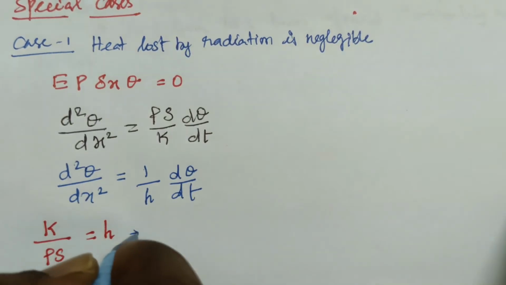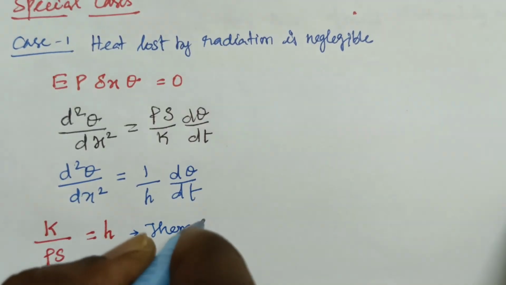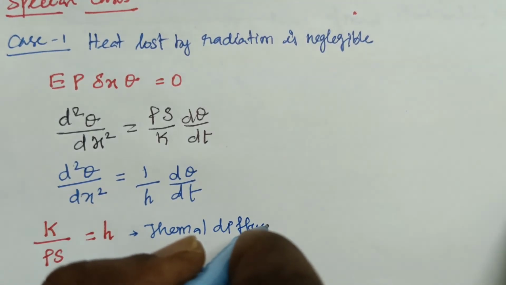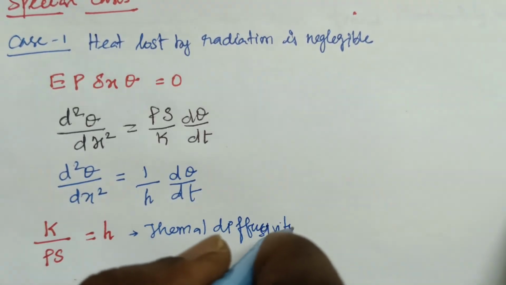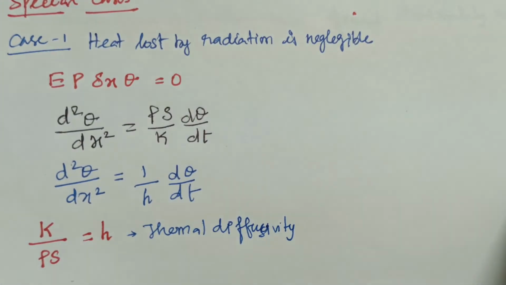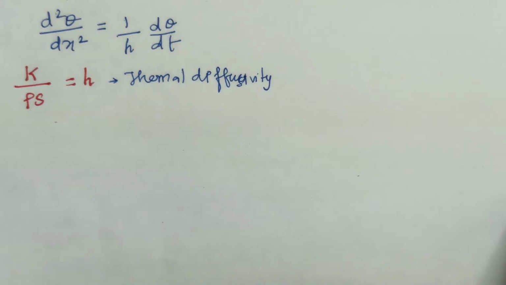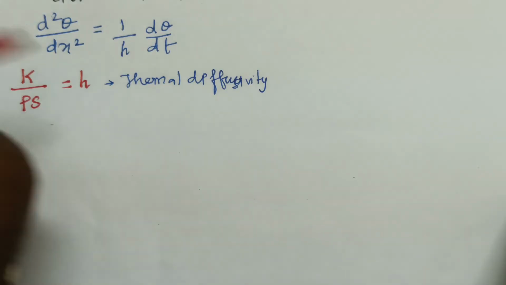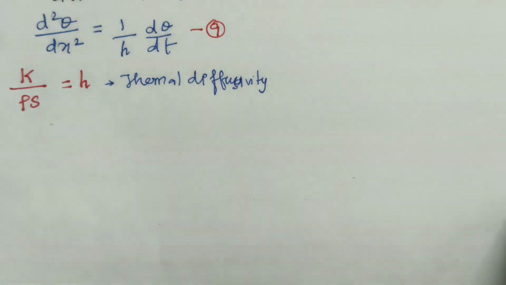Thermal diffusivity of the rod. Thermal diffusivity means the rate of flow of heat through the area in all the directions, which means thermal diffusivity is h. This is equation number 9.